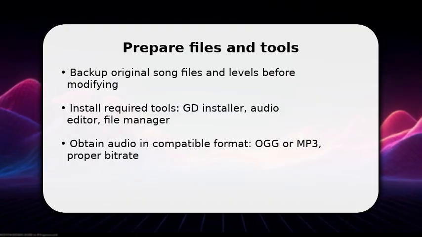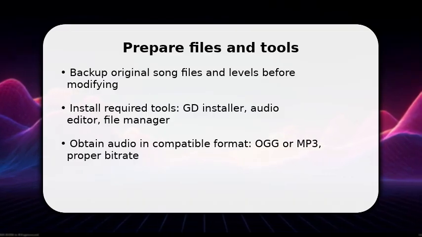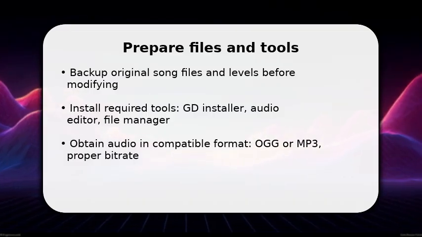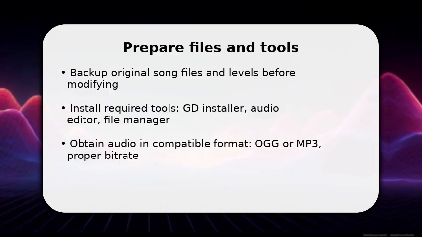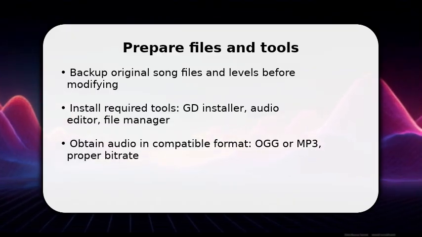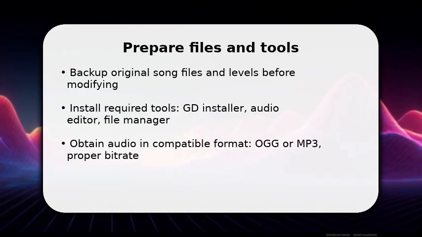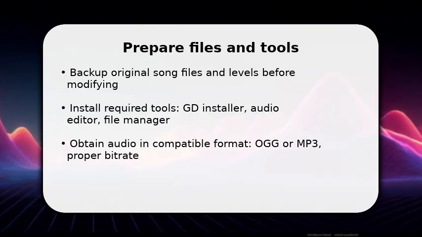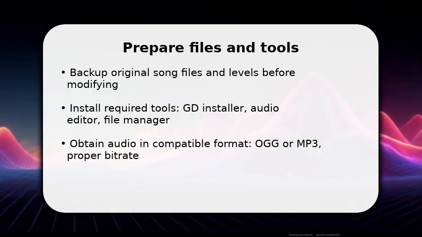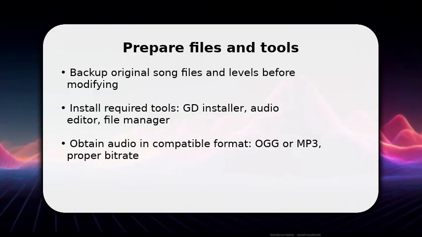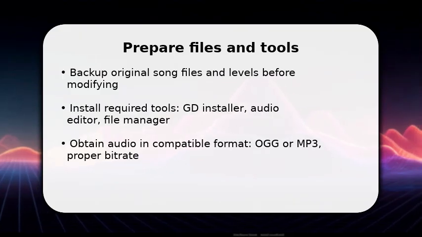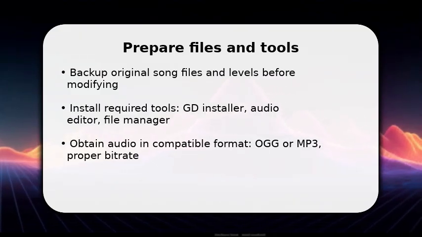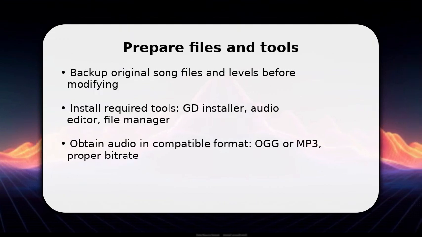You start by gathering what you need and making a safe copy. First, back up your Geometry Dash resources and any level files you'll touch. Next, install an audio editor and a file manager that can access the game folder. You'll also need the custom song installer or mod tool. Convert or export your track to OGG or MP3 at a stable bitrate so timing remains consistent. Once done, place the converted file in a working folder ready for editing.